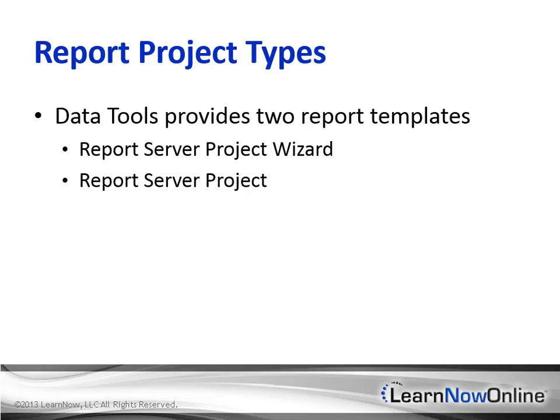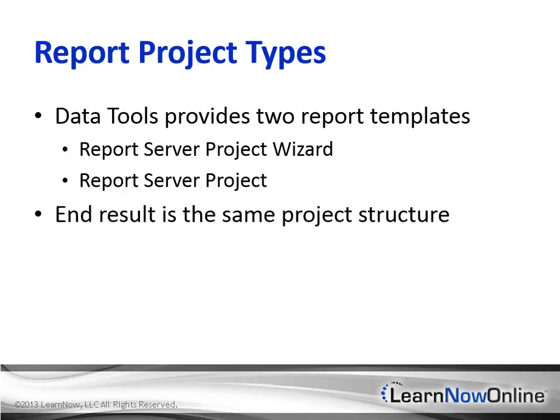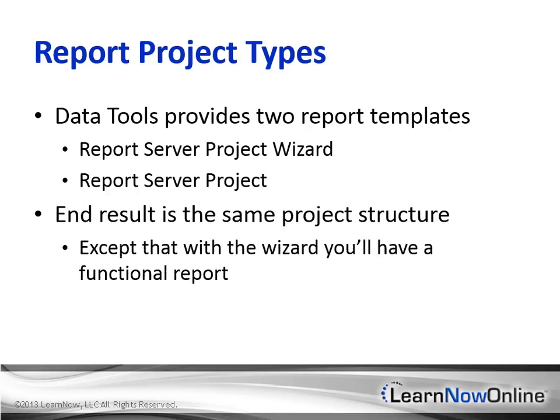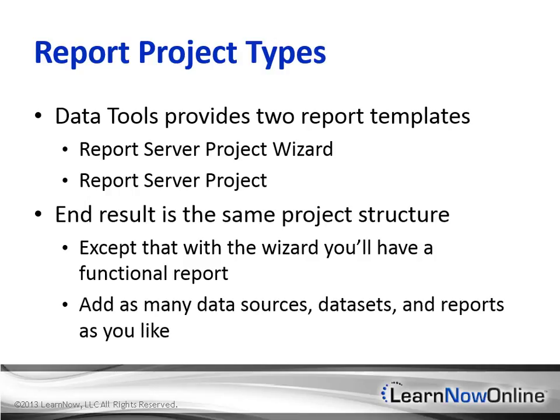And then the second report type is the Report Server Project. This is probably the template that you'll use once you've learned the basics of building reports. The option creates an empty project with a structure for adding data sources, data sets, and report definition files. But you'll have to add all of those components yourself. Now, the end result of creating a new project using either of these templates has the same project structure, except that with the wizard, you'll have a semblance of a functional report. Within this project structure, you can add as many report data sources, data sets, and report definitions as you like.